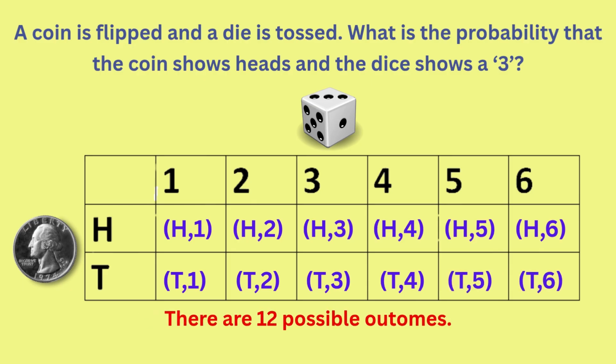Notice there's a total of 12 possible combinations. Only one has head and 3 occurring together. So the probability of head and 3 showing together is 1/12. So we get the same answer that the formula gave us.